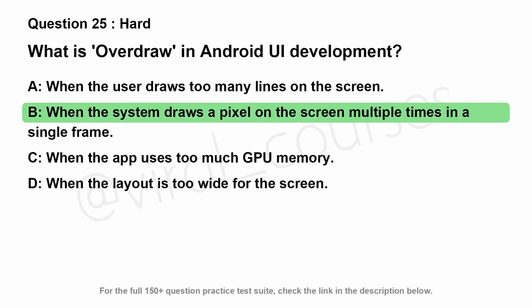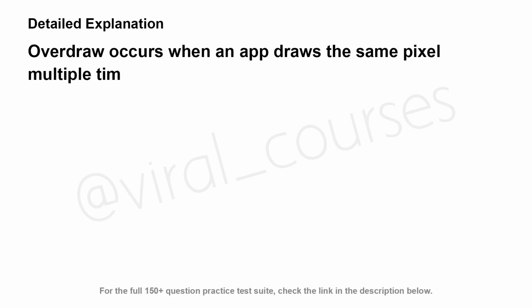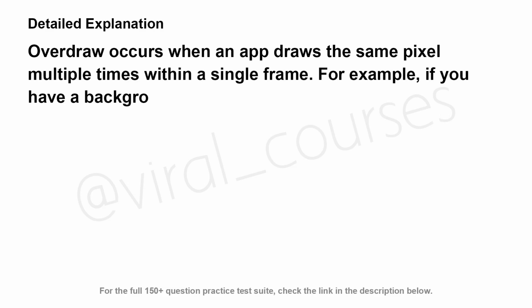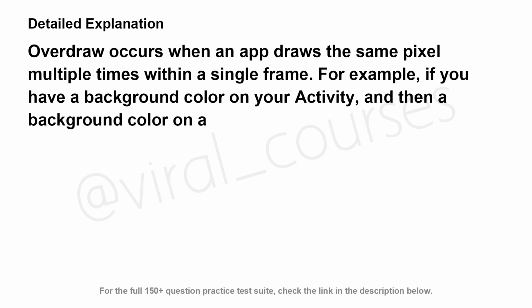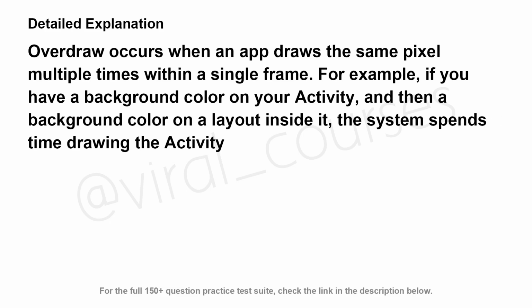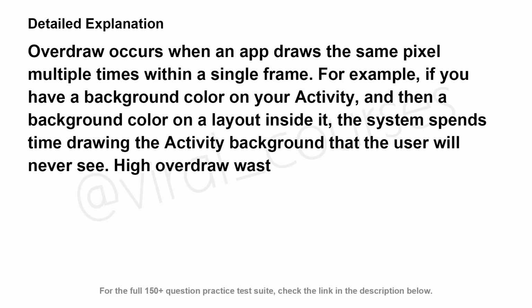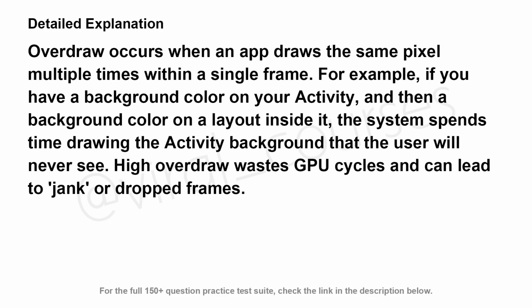The correct answer is B. Overdraw occurs when an app draws the same pixel multiple times within a single frame. For example, if you have a background color on your activity, and then a background color on a layout inside it, the system spends time drawing the activity background that the user will never see. High overdraw wastes GPU cycles and can lead to jank or dropped frames.